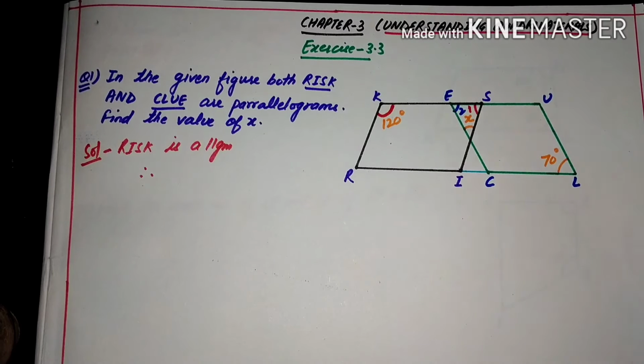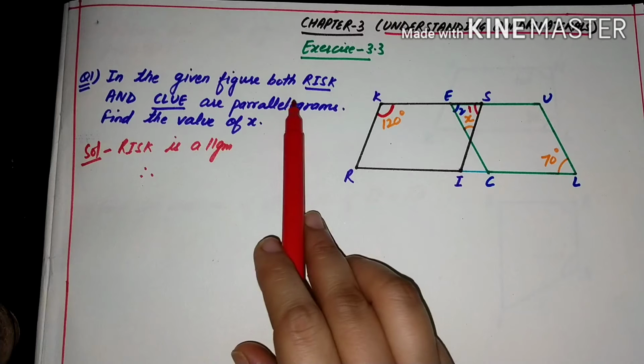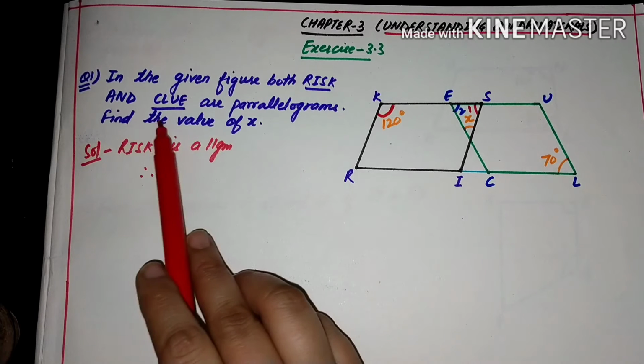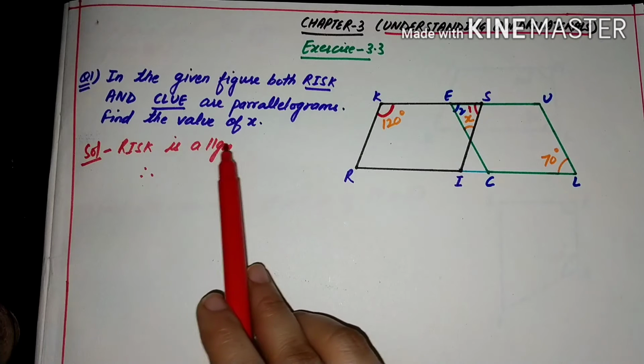Today we are going to continue chapter 3 exercise 3.3. So let's start with question number 1. In the given figure, both RISK and CLUE are parallelograms. Find the value of x.